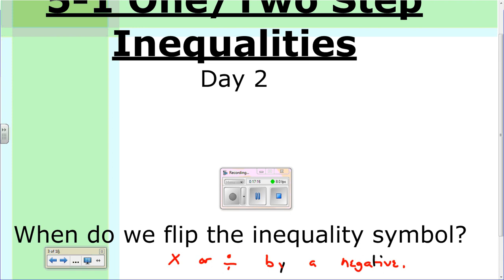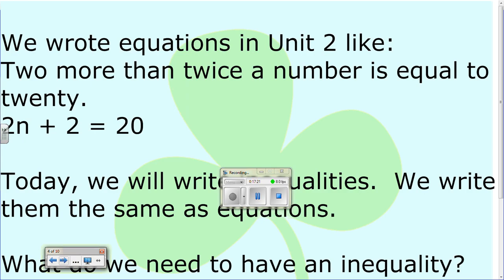Just a little review from yesterday there. Now, this is part of our discussion, so you don't need to write this down necessarily. In Unit 2, we ended up writing equations. So we had number sentences, and we would write an equation from it. So it's 2 more than twice a number is equal to 20. So twice the number was 2n. This is 2 times the number, plus 2, because it's 2 more than twice the number. And then equal sign was 20.